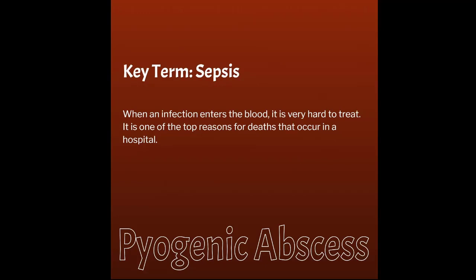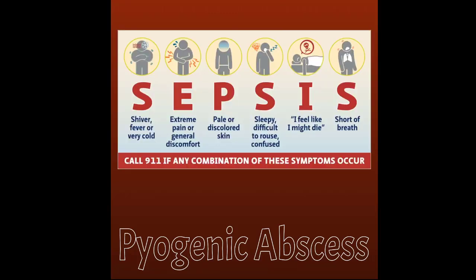Another term we talked about was sepsis. Sepsis is when an infection enters the blood, and when that happens, it's actually very, very hard to treat. And it's one of the top reasons for death in the hospital. The infections overload the body, get into the blood, and can no longer be treated effectively. There are lots of symptoms that go along with sepsis, again, most of them being extreme infection symptoms.